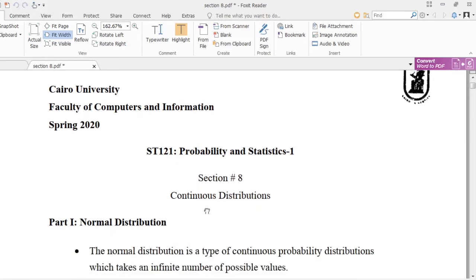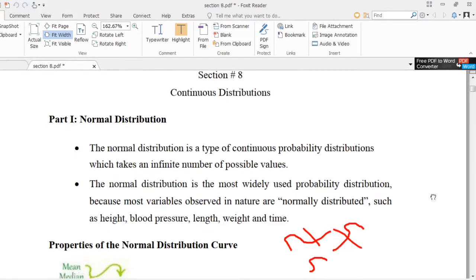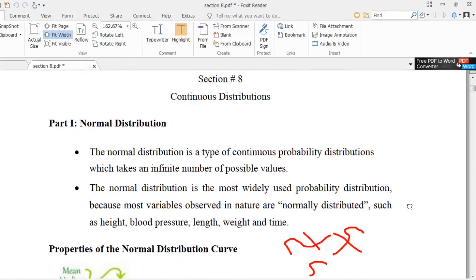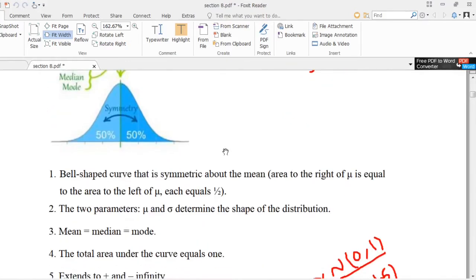Okay, so we start from the properties of the normal distribution. You have this curve. The first thing you notice is what? The symmetry. The right side is the same as the left side. Then the second thing is how the mean, median and mode are all set on the same line. It's known as the bell-shaped curve.